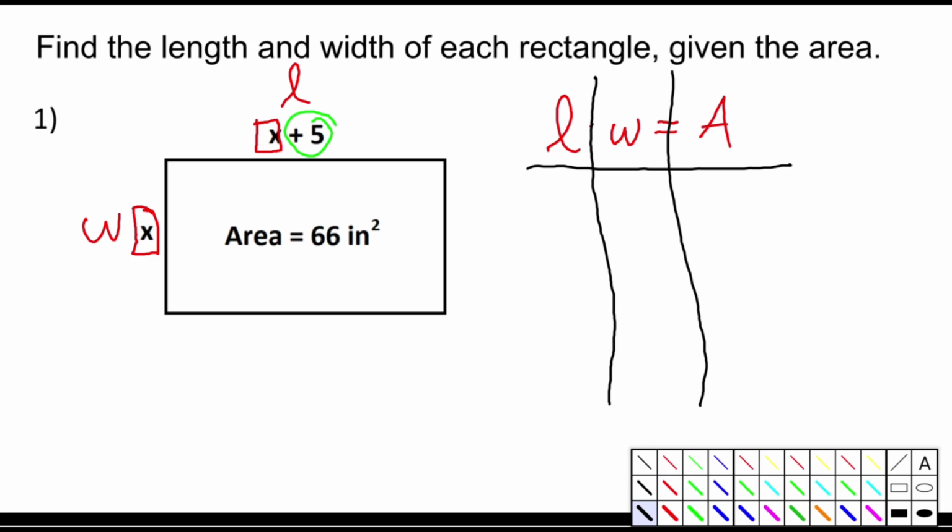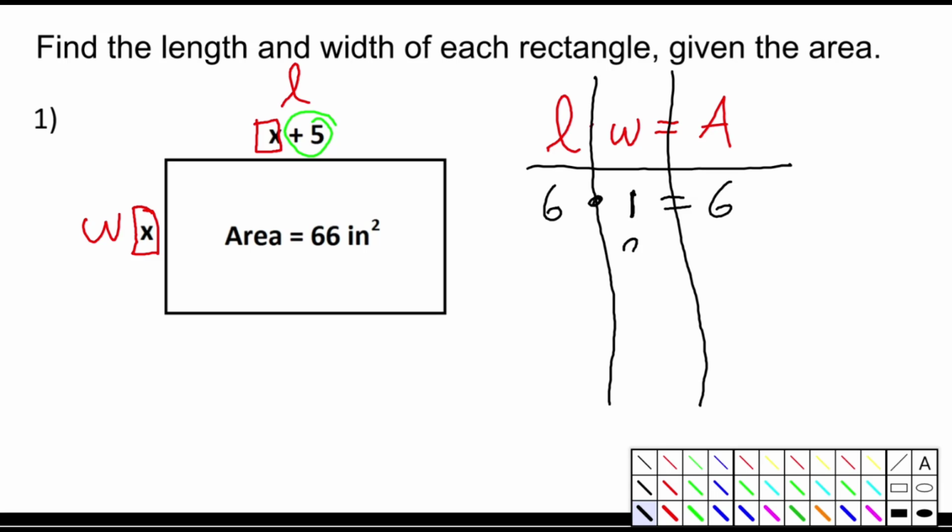So what if my width was 1? If my width is 1, then the length would have to be 1 plus 5, which would be 6. And then what would the area of that rectangle be? I'm going to multiply those together, so my area is going to be 6. All right, well, that's not the answer. The answer was supposed to be 66. So let's try another one.